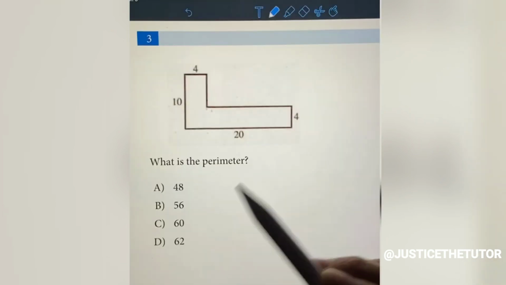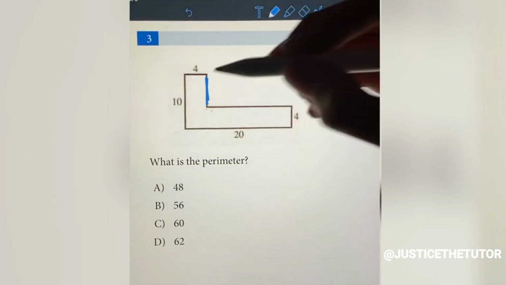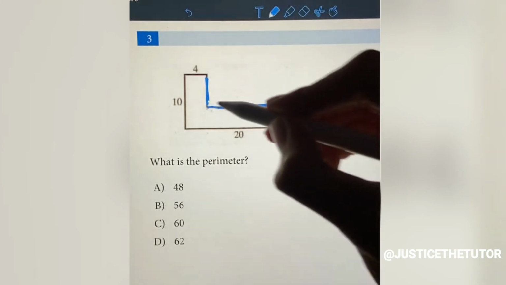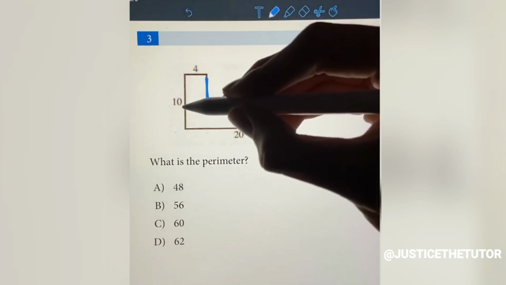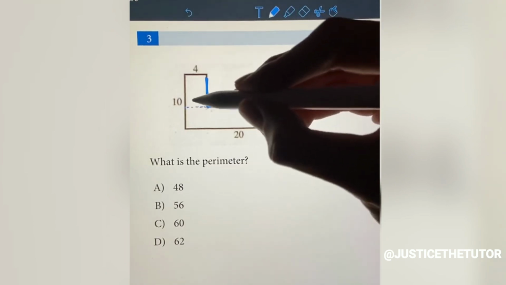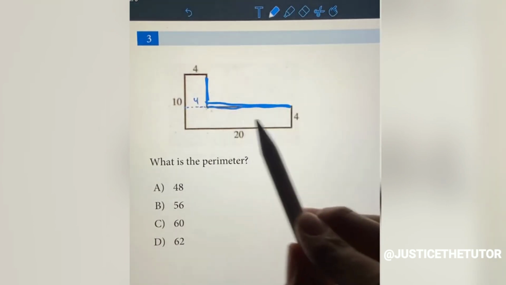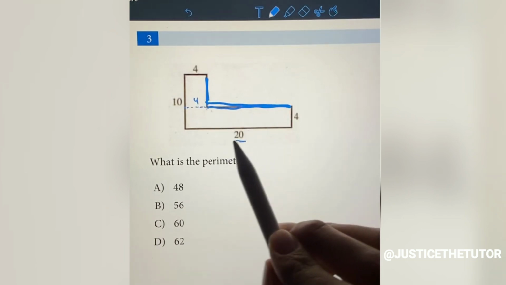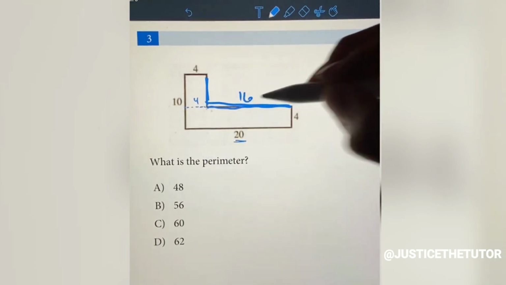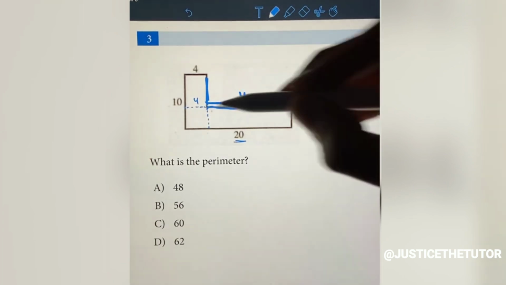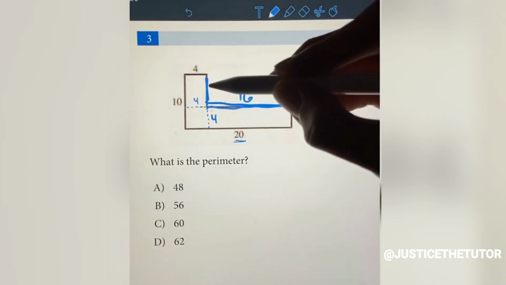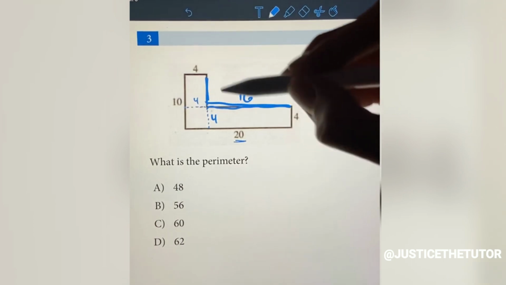What is the perimeter? So this problem looks pretty easy, but if you look closely, they don't give us this side length or this side length, which means that we're going to have to find it. So since this side length here is 4, that means that this piece right here is also 4, which means that this line right here is just 20 minus 4, which is 16. And we can do the same logic for this side length. So since this is 4, that means that this is also 4, which means that this piece right here is just 10 minus 4, which is 6.